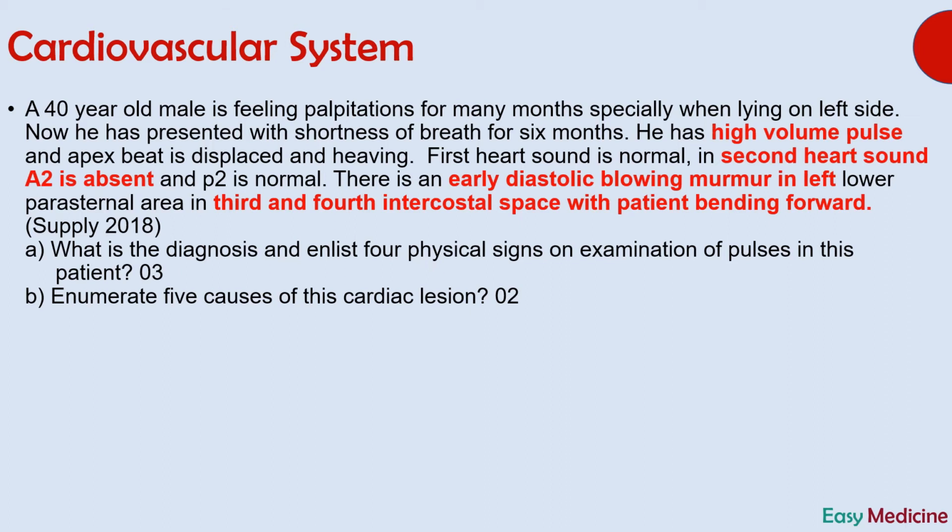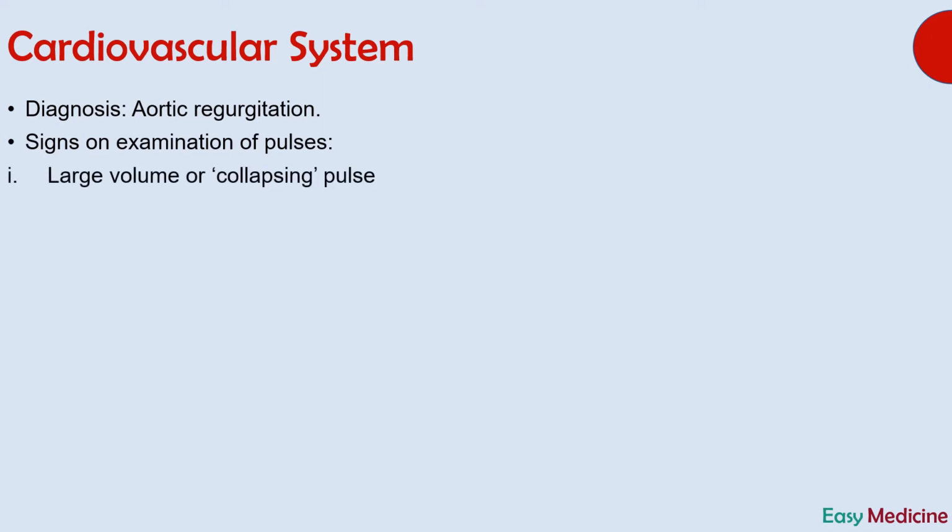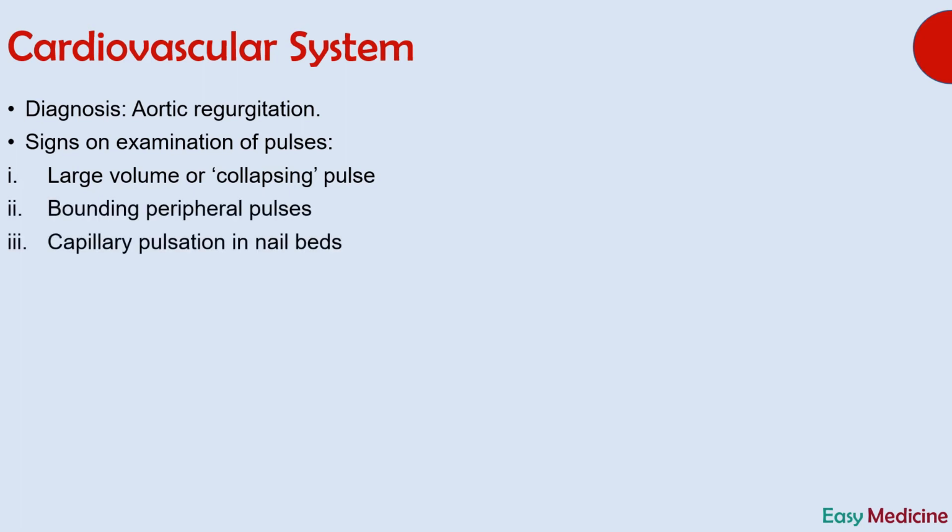Let's see the answer. As you can see, the answer is aortic regurgitation. The next part of the question asked about signs which you will see on examination of pulses, and they are large volume or collapsing pulse, bounding peripheral pulses, capillary pulsations in nail beds, femoral bruit, which is also called pistol shot femoral pulses, and lastly head nodding with pulse.